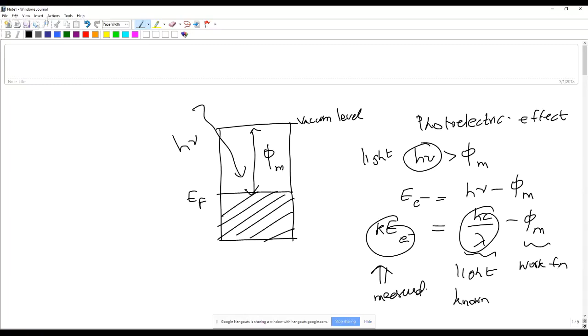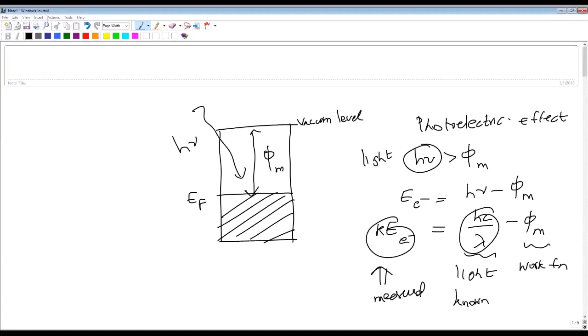From these two, the work function of the metal is calculated. And this idea can also be extended to semiconductors. You can also use the photoelectric effect to measure the work function. There are other techniques as well. Kelvin probe is another technique which is used to measure the work function. But again, Kelvin probe is something that I don't want to go into here. Conceptually, the photoelectric effect is a way of measuring the work functions in the case of metals.